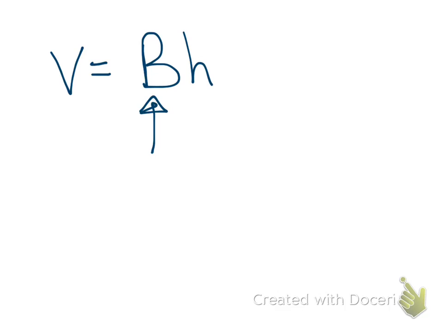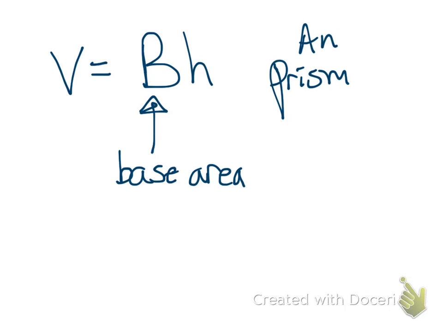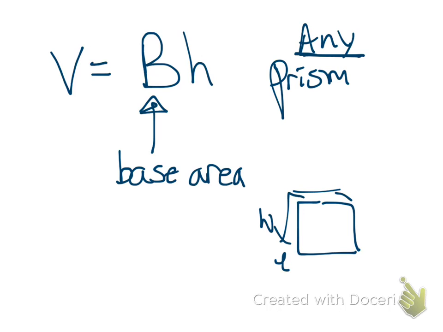Another way to write this formula is to say volume equals the base area times the height. And notice it's a capital B, so we're not talking about just the base length, but we're talking about the base area. You can use this to find the volume of any prism. Because remember, every prism is going to have a different base area formula. If it was a triangular base, it's going to be different than my rectangular base. Here I could do my length times my width times my height.